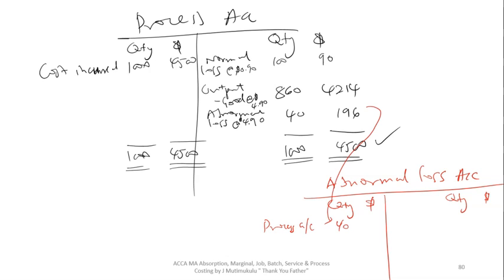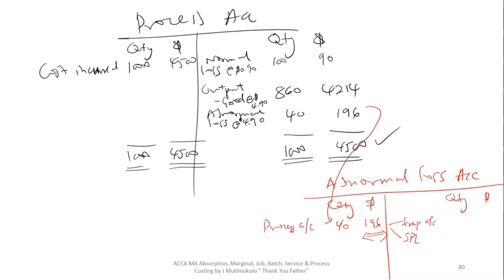So we are talking of 40 units which were in abnormal loss at $196. But I want you to watch something here. This $196 is for two accounts. It affects the scrap account, as well as the statement of profit or loss.